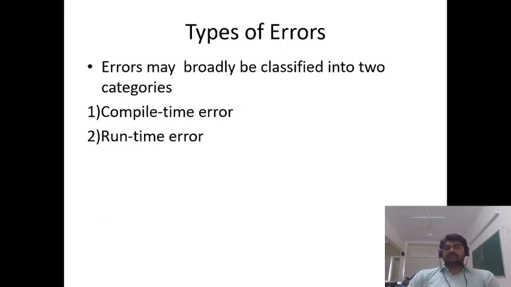Types of error. Errors are broadly classified into two types. The first one is the compile time error, the second one is the runtime error. A compile time error is nothing but the error that occurs at the compile time of the program, and the second type is the runtime error, which is nothing but the error that occurs at the runtime of the program.